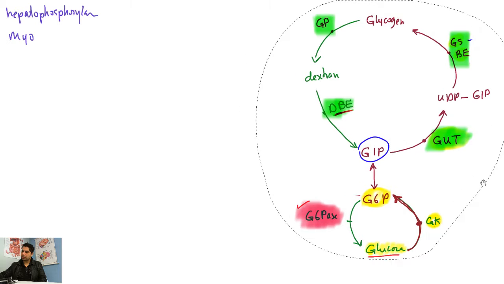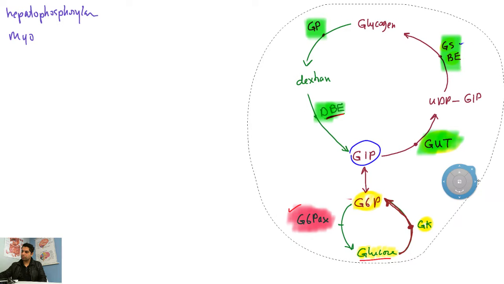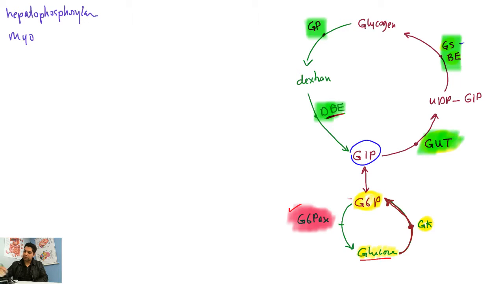So let's talk about those diseases that have to do with glycogen breakdown first. Okay. You'll be surprised how easy these diseases are. So hepatophosphorylase and then myophosphorylase.